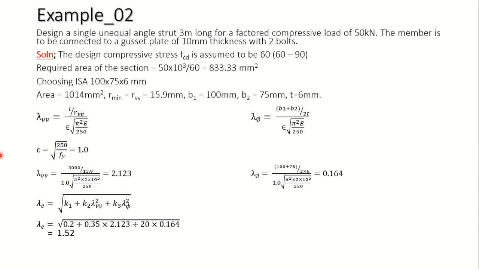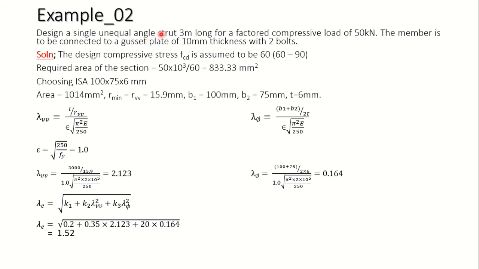Now coming to one more example. This is about a truss member, a single angle strut. Normally, if a single angle strut is loaded through one of the legs, then when we are about to design it, this is the procedure we can follow. Design a single unequal angle strut of length 3 meters subjected to a factored compressive load of 50 kilonewton. So there is a single unequal angle strut that has to be provided.